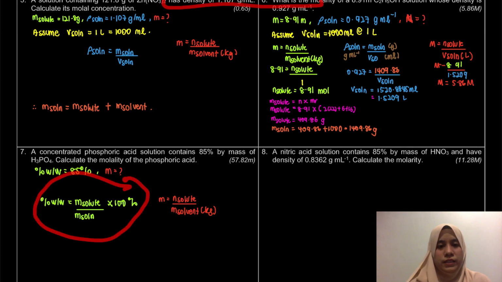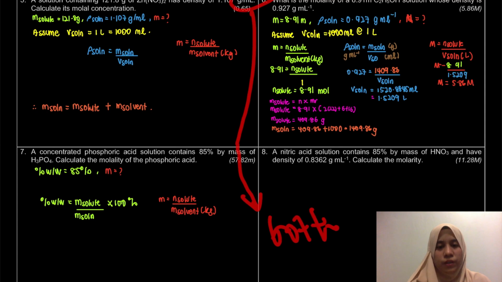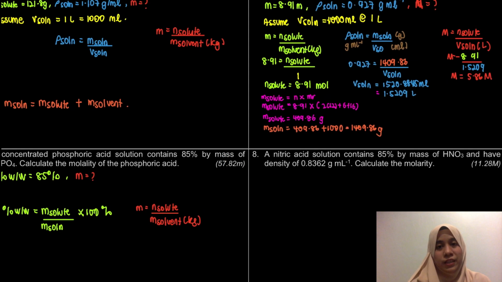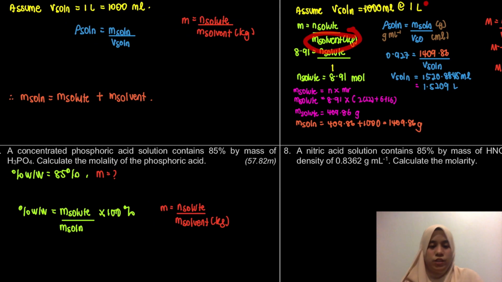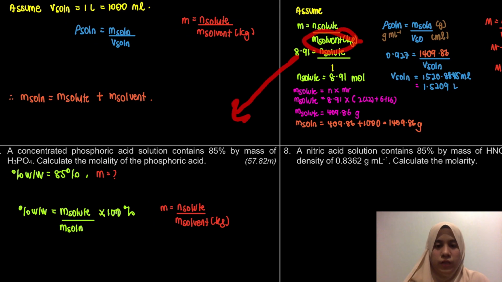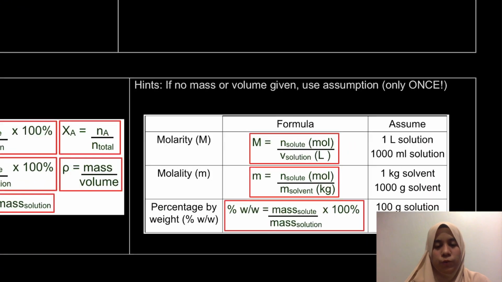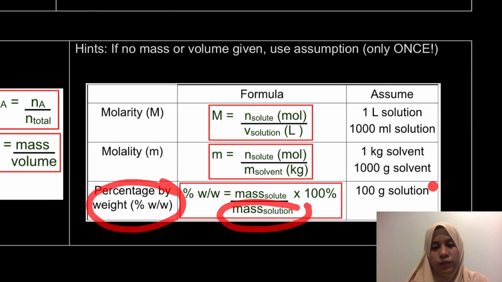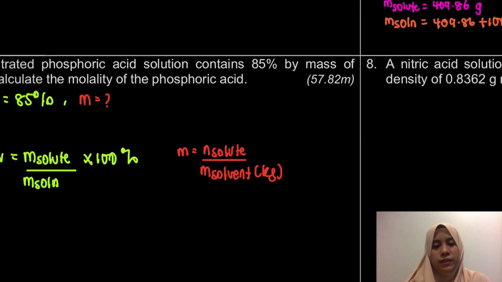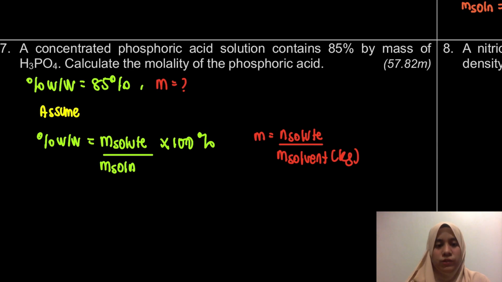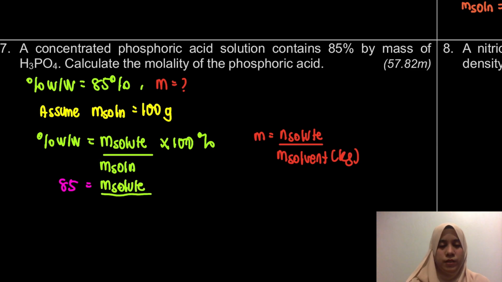Next is assume once, which is the denominator from the info. The denominator is the bottom part of our fraction. Previously we mostly used mass of solvent 100 gram or 1 kilo, volume 1 liter or 1000 ml. For percentage by mass, we will assume 100 gram. So why? This must be written first. We will see later why we assume mass of solution as 100 gram and not 1000.